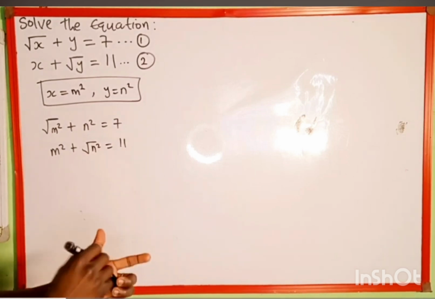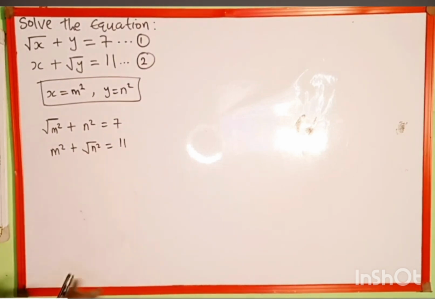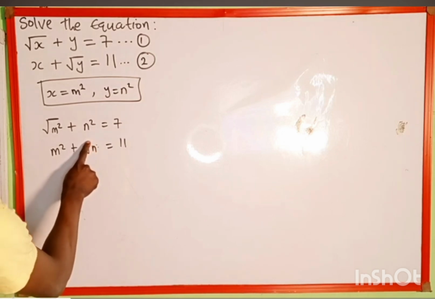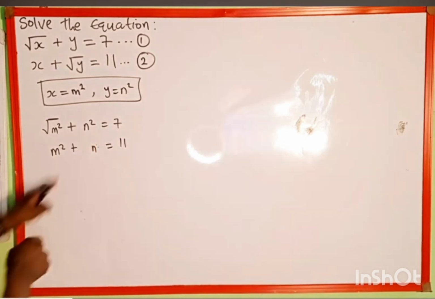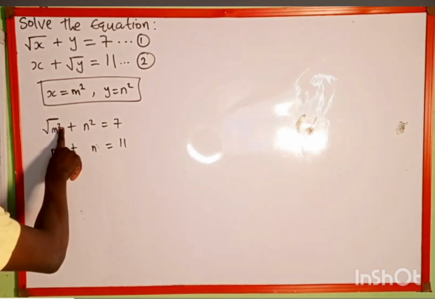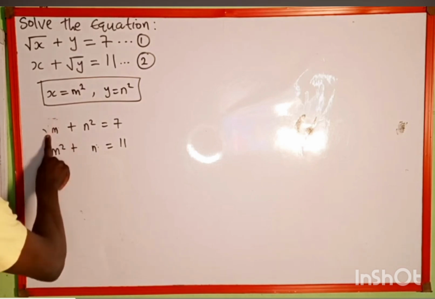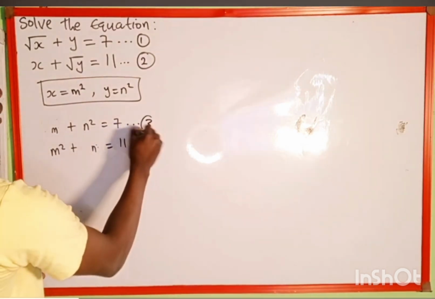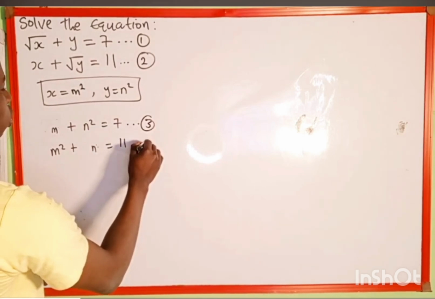And we know that when you have a square and a square root, they cancel. So this square is going to cancel this square root, so we just delete the square and the square root. Similarly, this square is going to cancel this square root. So we delete them. Now we can name this as equation 3, and this as equation 4.